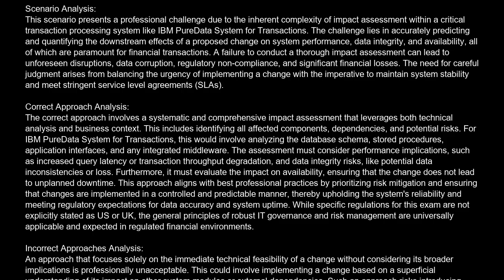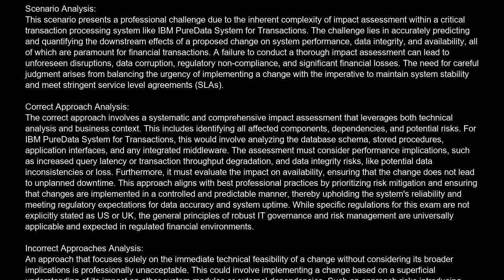This approach aligns with best professional practices by prioritizing risk mitigation and ensuring that changes are implemented in a controlled and predictable manner, thereby upholding the system's reliability and meeting regulatory expectations for data accuracy and system uptime. While specific regulations for this exam are not explicitly stated as US or UK, the general principles of robust IT governance and risk management are universally applicable and expected in regulated financial environments.